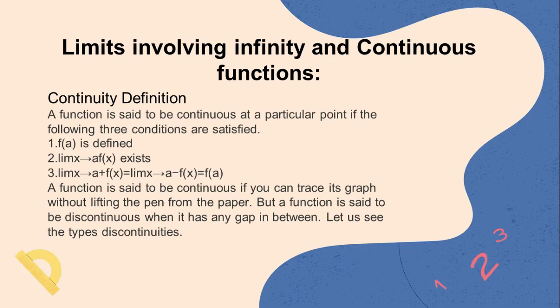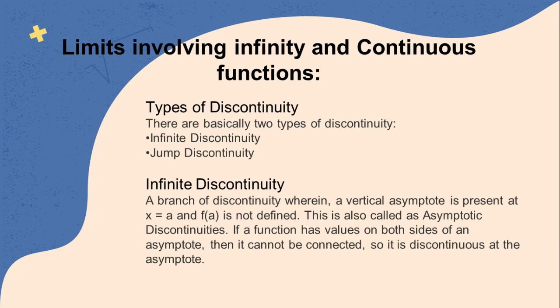Let us see the types of discontinuities. There are basically two types of discontinuity: infinite discontinuity and jump discontinuity. Infinite discontinuity: a branch of discontinuity where a vertical asymptote is present at x equal to a and f of a is not defined. This is also called asymptotic discontinuity. If a function has values on both sides of an asymptote, it cannot be connected, so it is discontinuous at the asymptote.